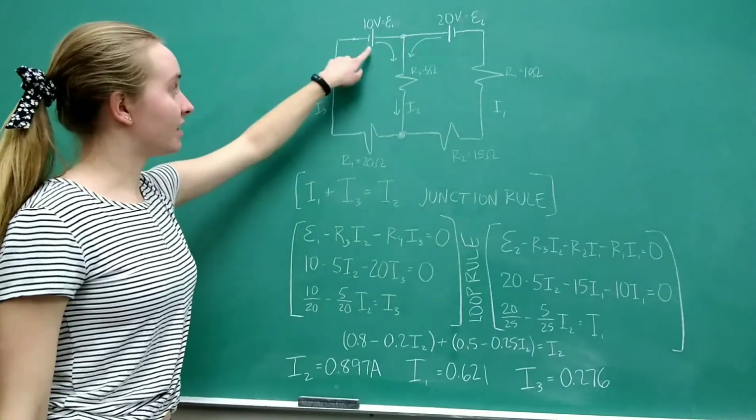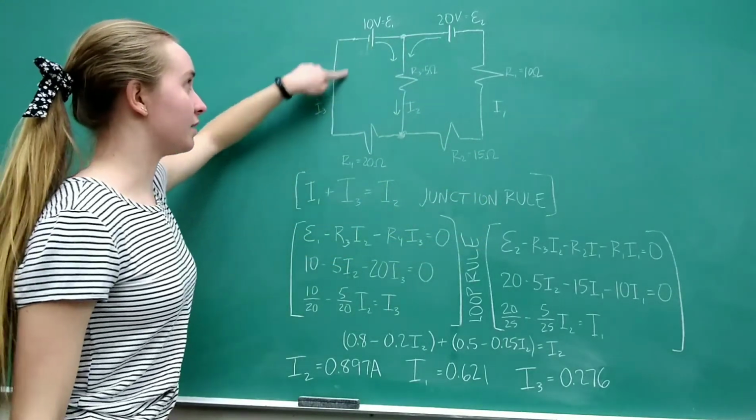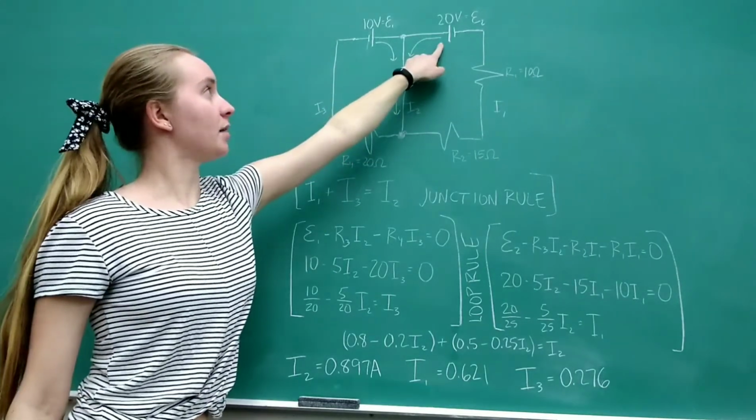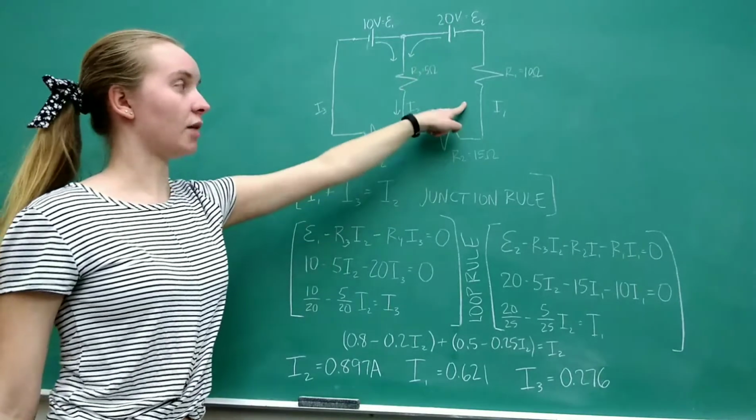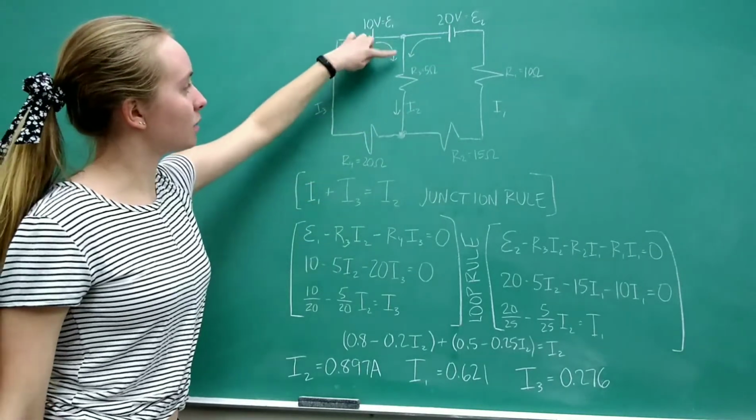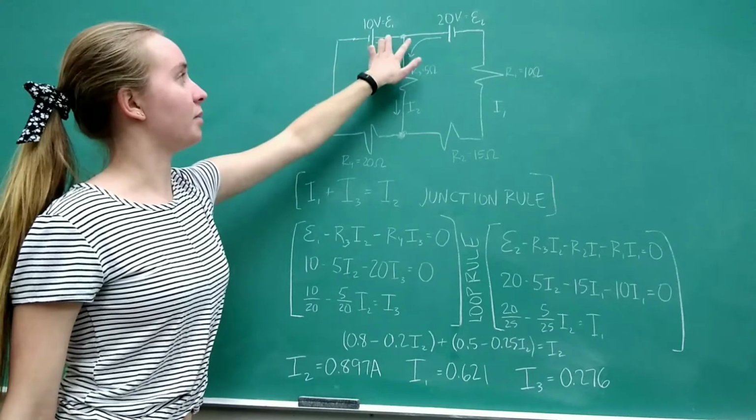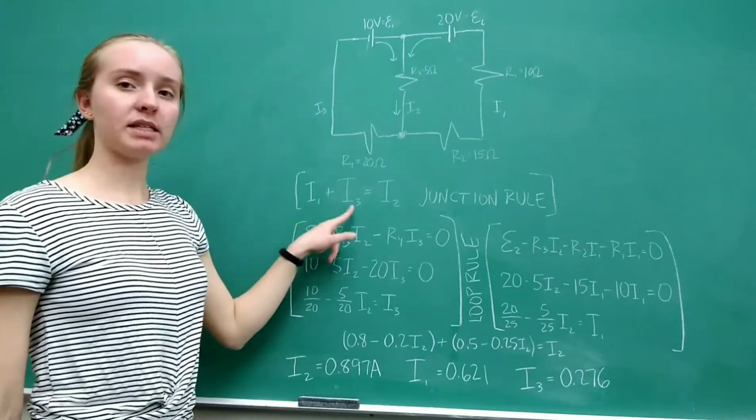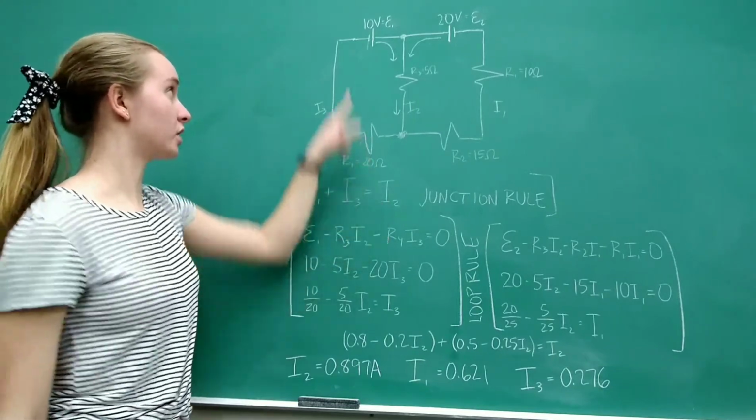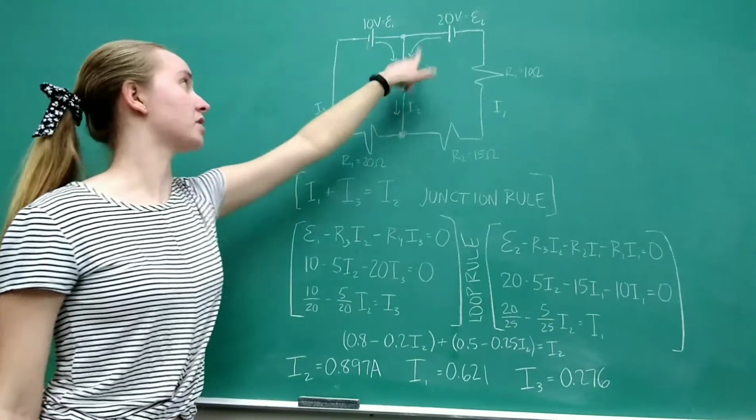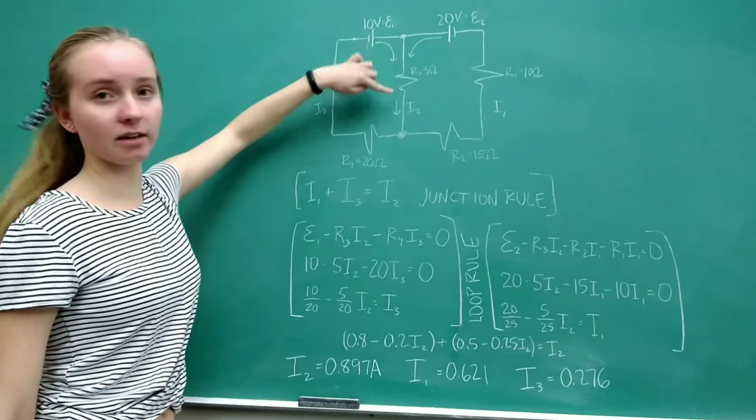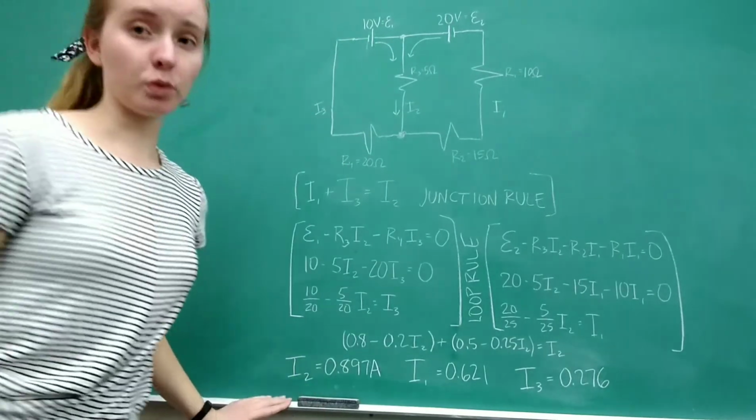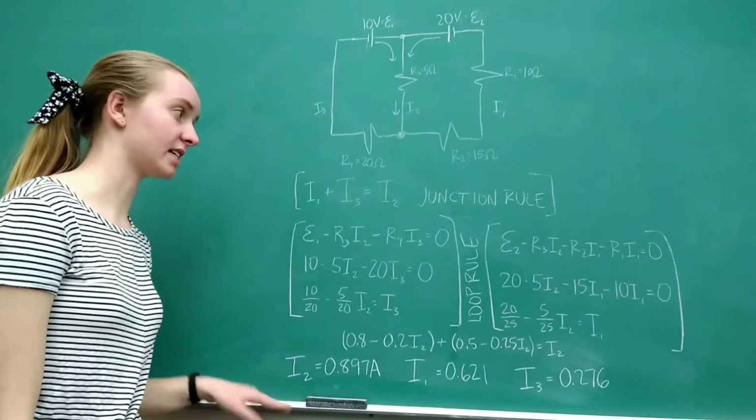If we say that this current coming out of the first EMF is called I3, and that this current coming out of the second EMF is called I1, and then the current in between these two, meeting them at the junction, is I2, then we have I1 plus I3 is equal to I2. So these 2 currents coming from the EMFs are equal to the current in the middle here. Now that we found the junction rule, we can use the loop rule to find the values more precisely.